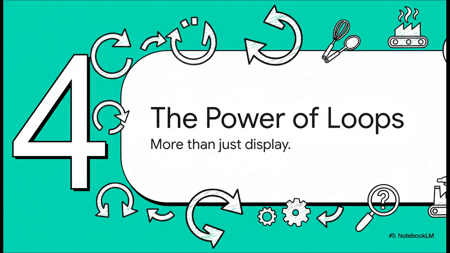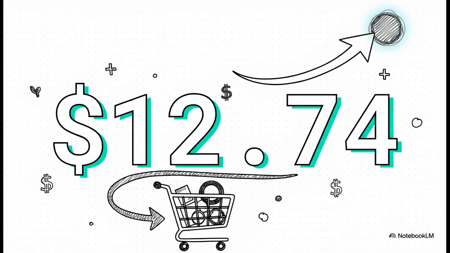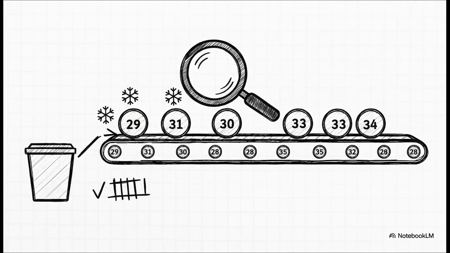Okay, so displaying a recipe is cool and all, but that is just the tip of the iceberg. Once you get this basic idea, you start to see that loops are the absolute workhorses of programming. They can do so much more. For instance, think about your online shopping cart. How does it know the total? Well, there's a loop running in the background. It goes through each price in your cart, one by one, adding it to a running total to give you that final sum.